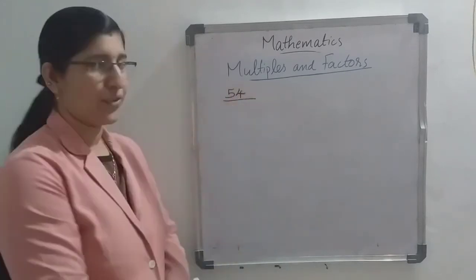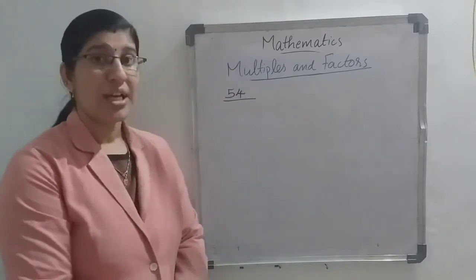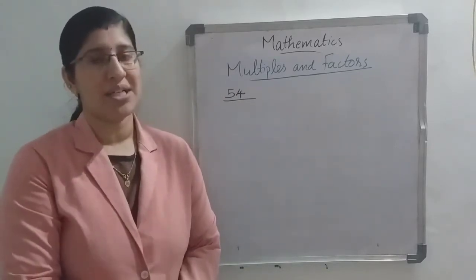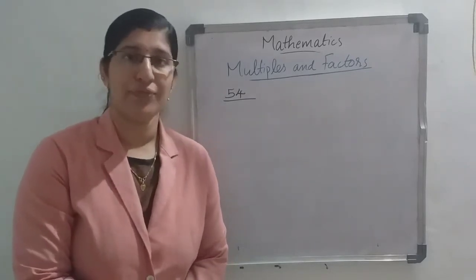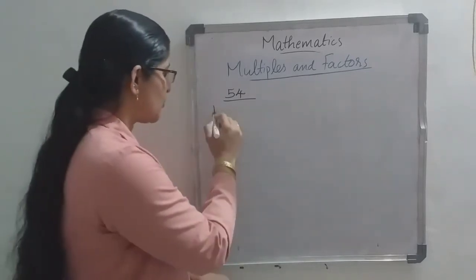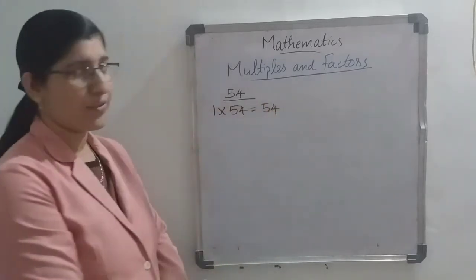Find the factors of 54. Okay, how will you find out the factors of 54? All the even numbers are factors of 2. So 1 into 54, we can write first, 54.